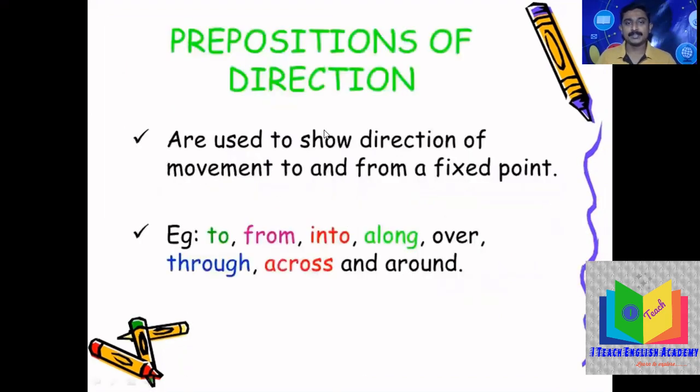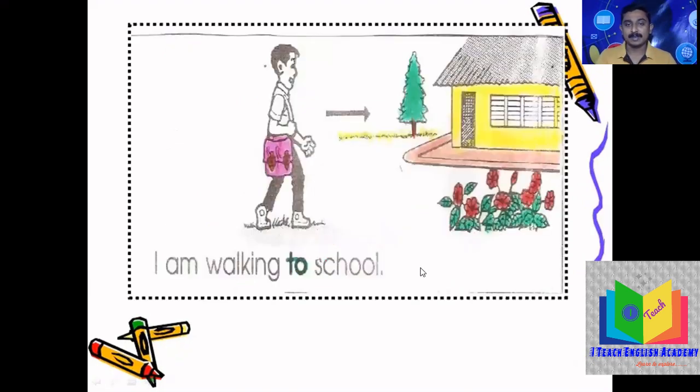Let us see prepositions of direction. Prepositions of direction are used to show movement from one point to the other. It shows movement. For example, to, from, into, along, over, through, across, around. Let us have some pictorial examples.